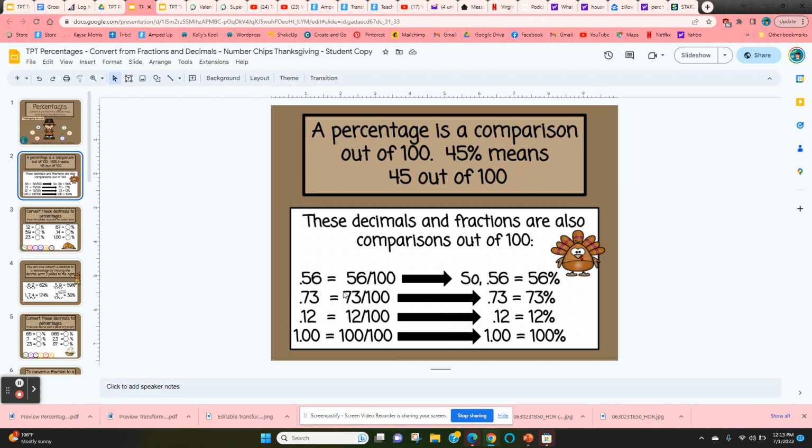So they can see with these decimals, 56 hundredths, if we write it as a fraction, 56 100ths, comparison out of 100 makes it 56%, and so on. One whole would be 100 out of 100, or 100%.